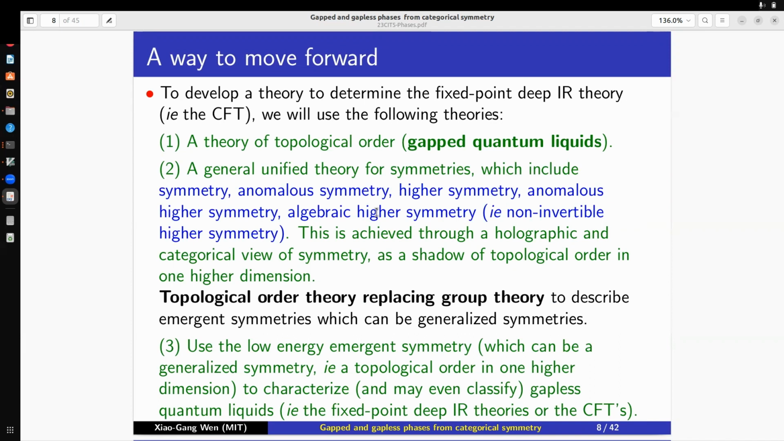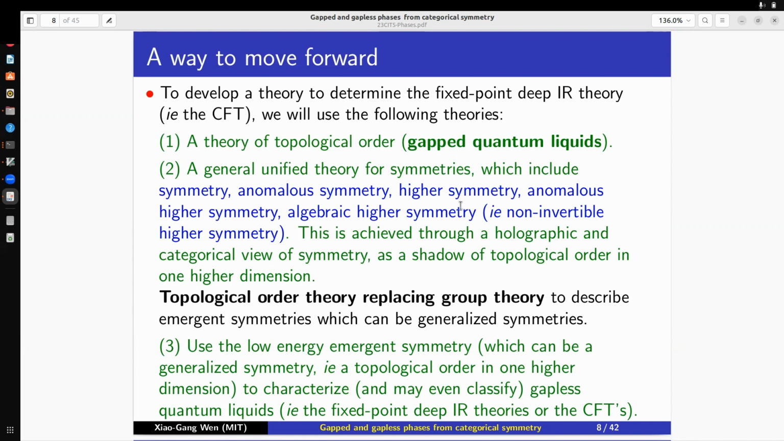So one idea here: the gapless theory has a lot of emergent symmetries. We try to collect all the emergent symmetries, and probably emergent symmetry can fully characterize the gapless states, and you can study gapless states using emergent symmetry. But recently we find that emergent symmetry can be ordinary symmetry, anomalous symmetry, higher symmetry, non-invertible symmetry, and all kinds of crazy symmetries. So at this stage, we find topological order is useful because topological order is a theory describing all those symmetries. This is basically what we tried to develop in the previous few lectures.